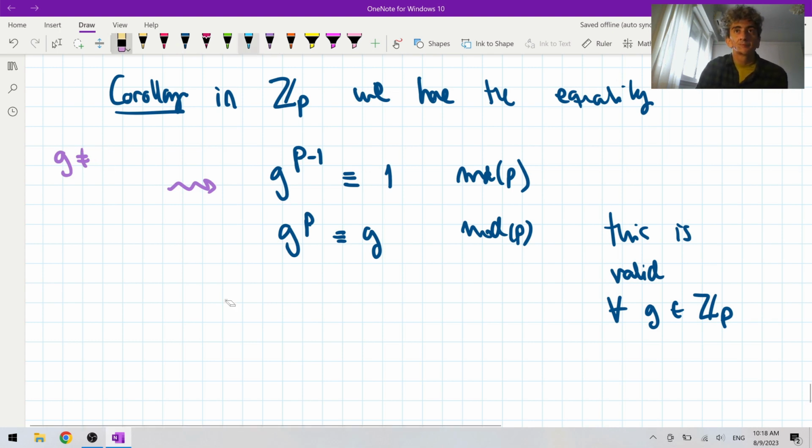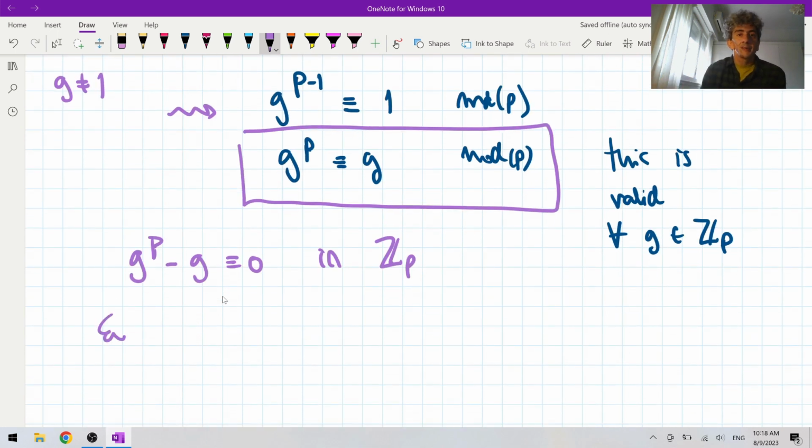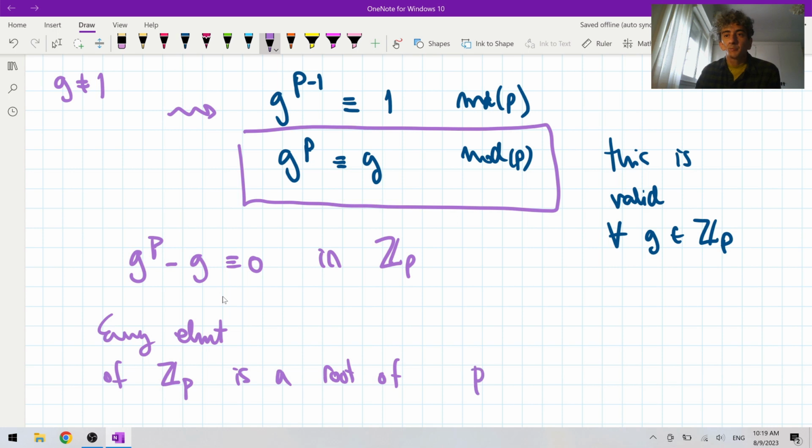If we work this one out, this says that g to the p minus g equals 0 in the set of classes. So every element of this field is a root of a polynomial p of t.